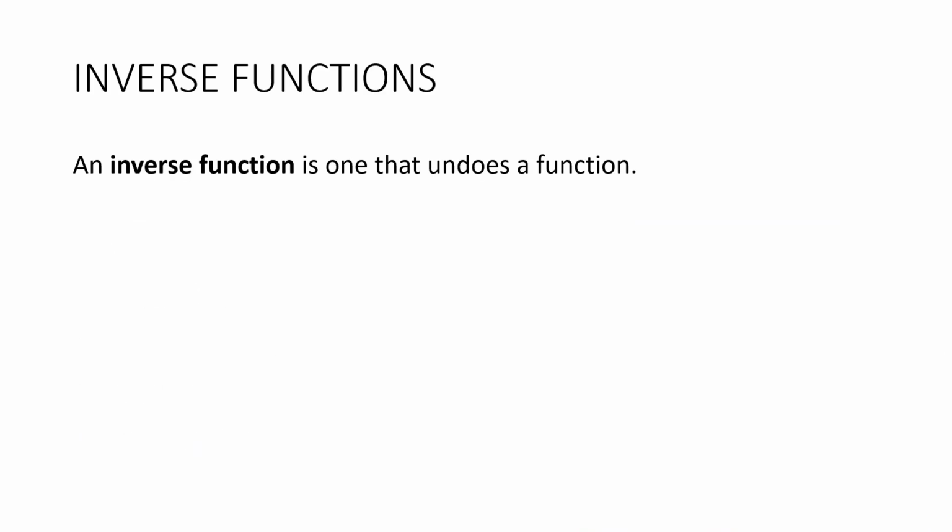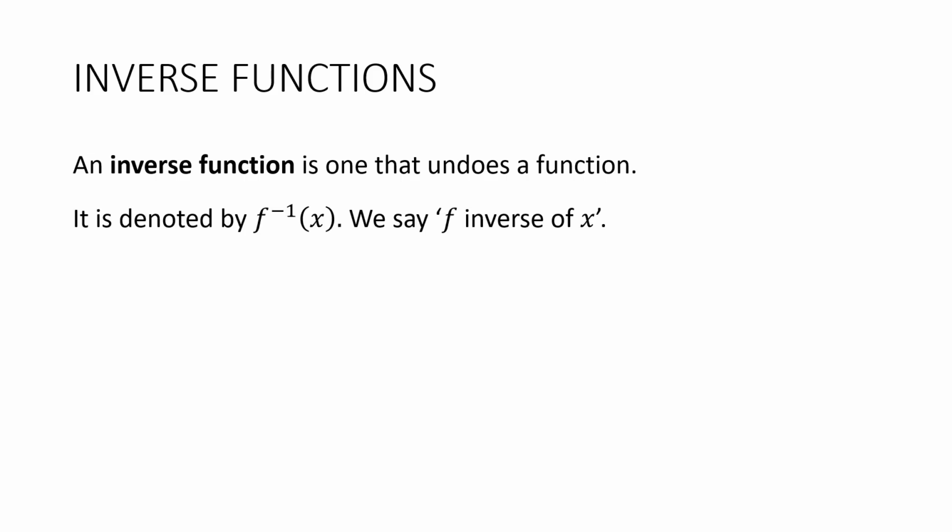An inverse function is one that undoes a function, and this is how we write it. We write f, and in the power position, we write -1 of x. But this is what we say, f inverse of x. This is what it does.